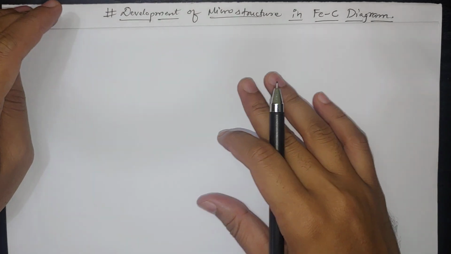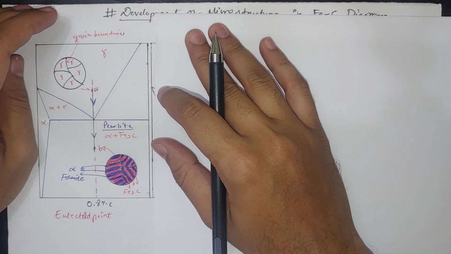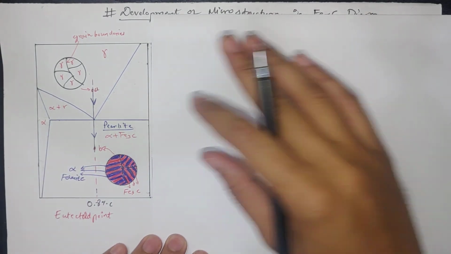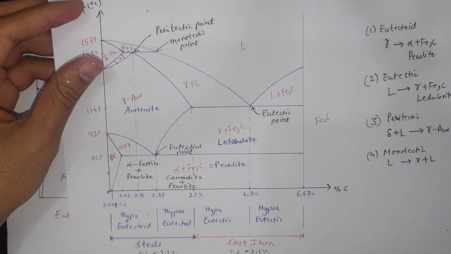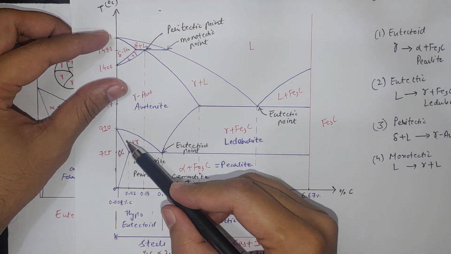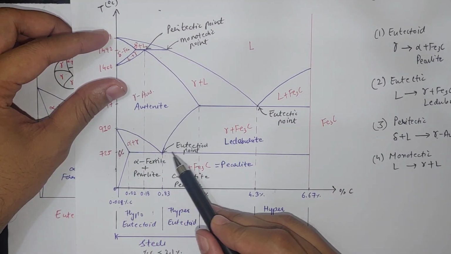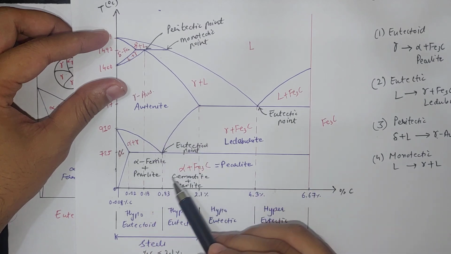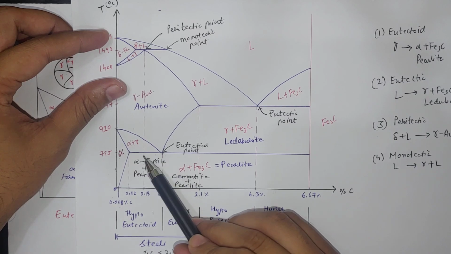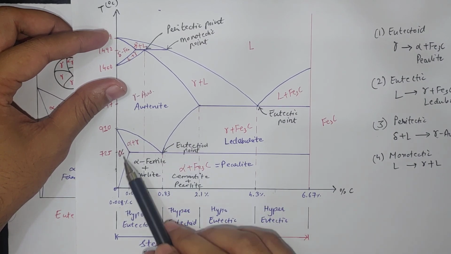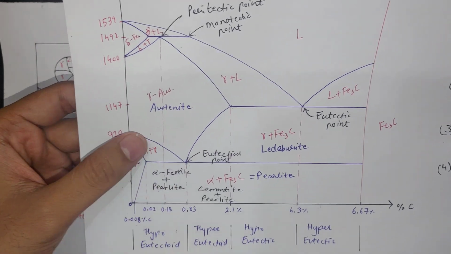Welcome to this video. In this video we will see development of microstructure in the iron carbon diagram at different compositions for the eutectoid system. So here in this figure, I have taken from our previous iron carbon diagram, and I have drawn this particular region of the eutectoid point, and we'll discuss how the microstructure development occurs when we slowly cool at different percentages of carbon near the eutectoid point and also at the eutectoid point.